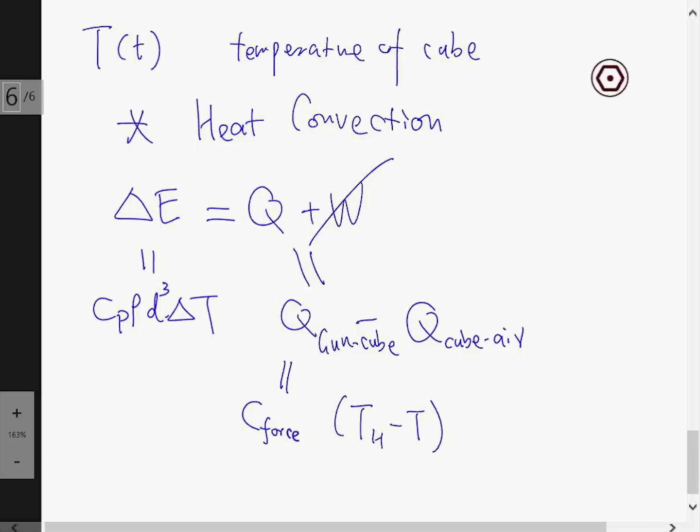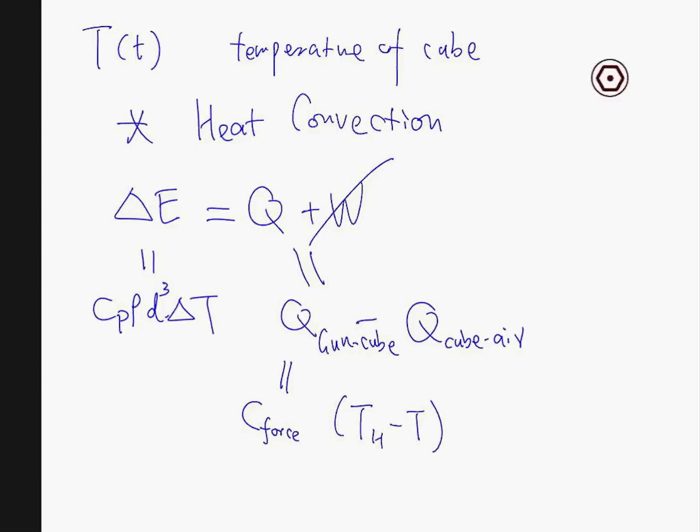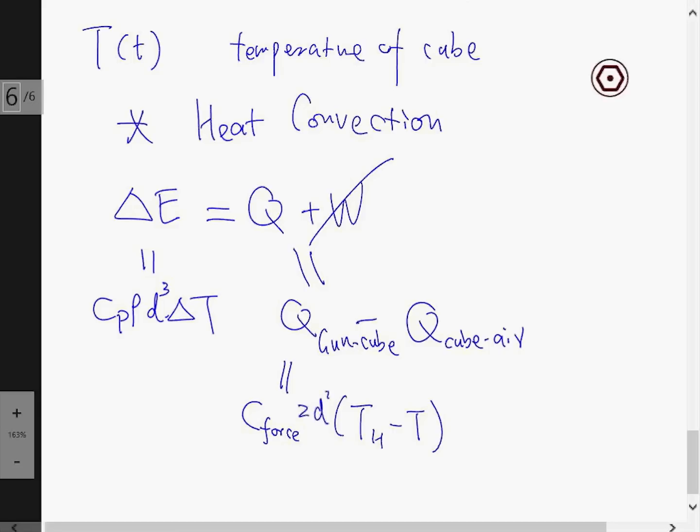area of the convection. And for example, we can assume we are just heating from these two sides. So maybe we can just say 2 times d squared times the temperature difference of the heating, and for the cube to air it is C free convection times now 4 sides of free convection, times T minus T air.